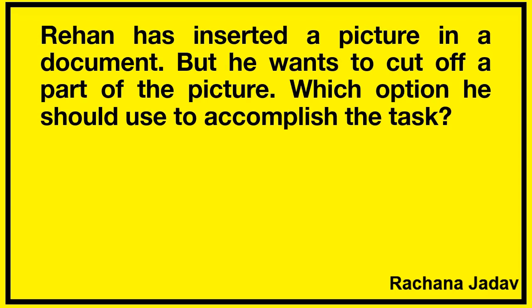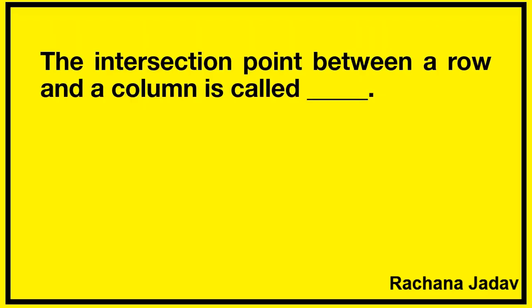Next, Rehan has inserted a picture in a document, but he wants to cut off a part of the picture. Which option should he use to accomplish the task? That is crop. Everyone knows that in your mobile phones also you use the option of crop, right? So if you want to remove the unwanted parts, then you can go for the crop option. The intersection point between a row and a column is called a cell. Everyone knows that in the table we have cells, rows and columns. Rows are horizontal, columns are vertical, and the cell is the intersection part.